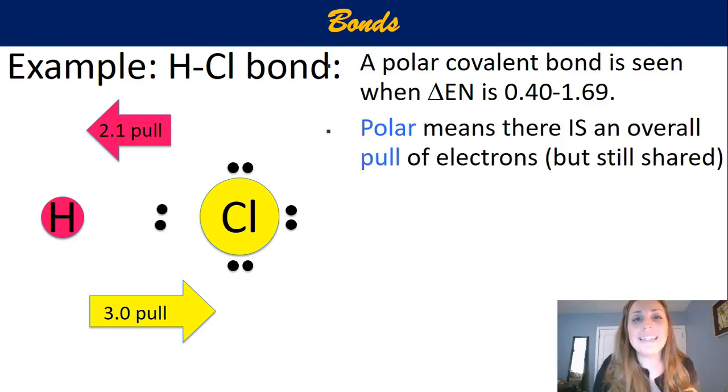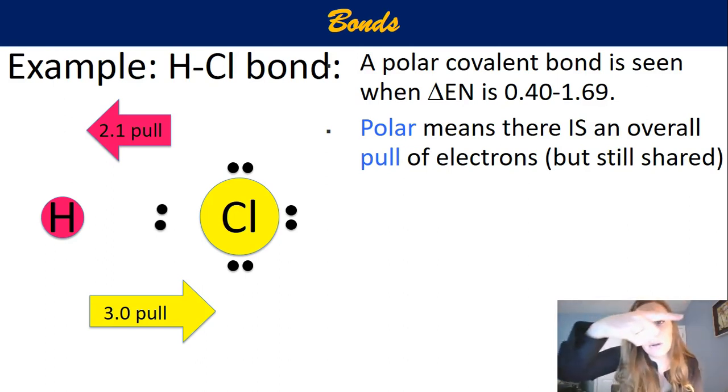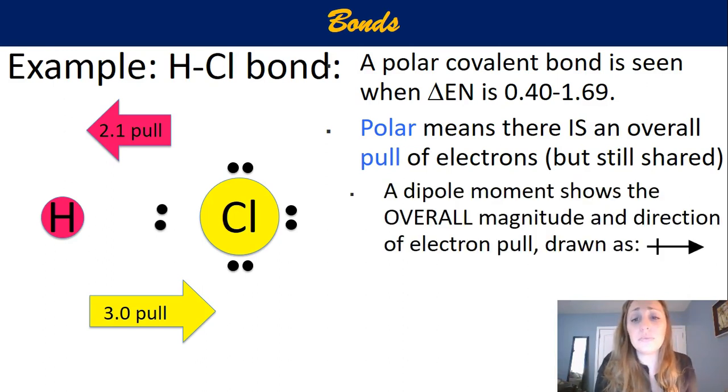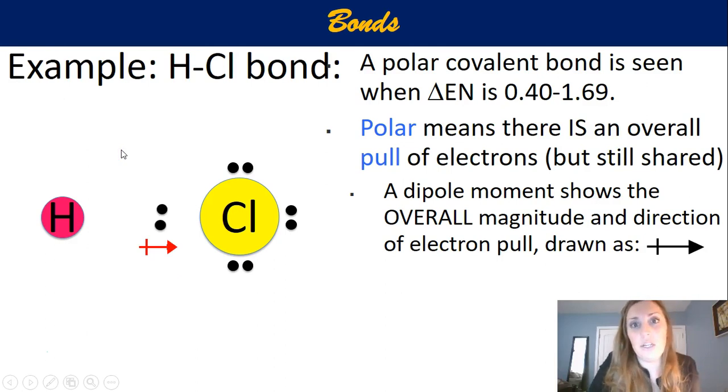Polar means there is an overall pull of electrons. If you notice, the electrons are being pulled this way more, towards chlorine, because chlorine is stronger. And this is called having a dipole moment. Some people just say dipole either way, but the dipole shows the overall magnitude and direction of electron pull. It's drawn as an arrow with a cross through it. If we look at this picture, the difference in electronegativity, 3.0 minus 2.1, is 0.9. So that's the dipole we want to show.